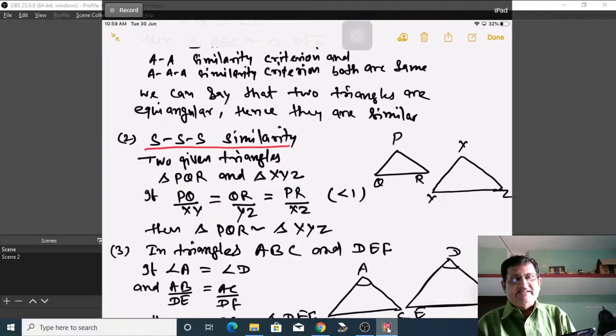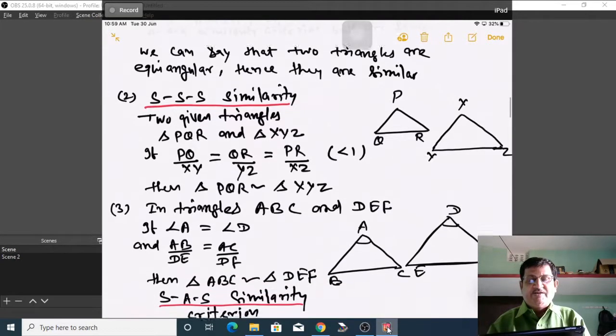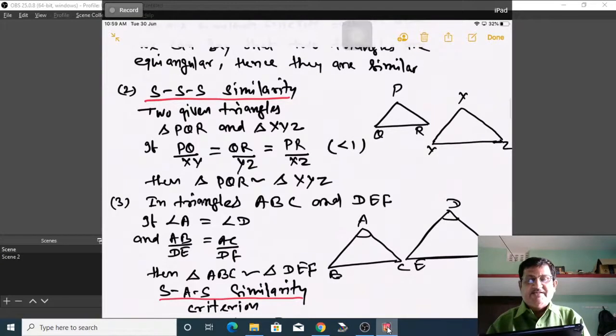Second is SSS similarity: side, side, side. Two given triangles, for example, triangle PQR and triangle XYZ. If PQ by XY is equal to QR by YZ is equal to PR by ZX, it means corresponding sides are proportional. If two triangles have corresponding sides proportional, then they are similar. So here triangle PQR is similar to triangle XYZ.